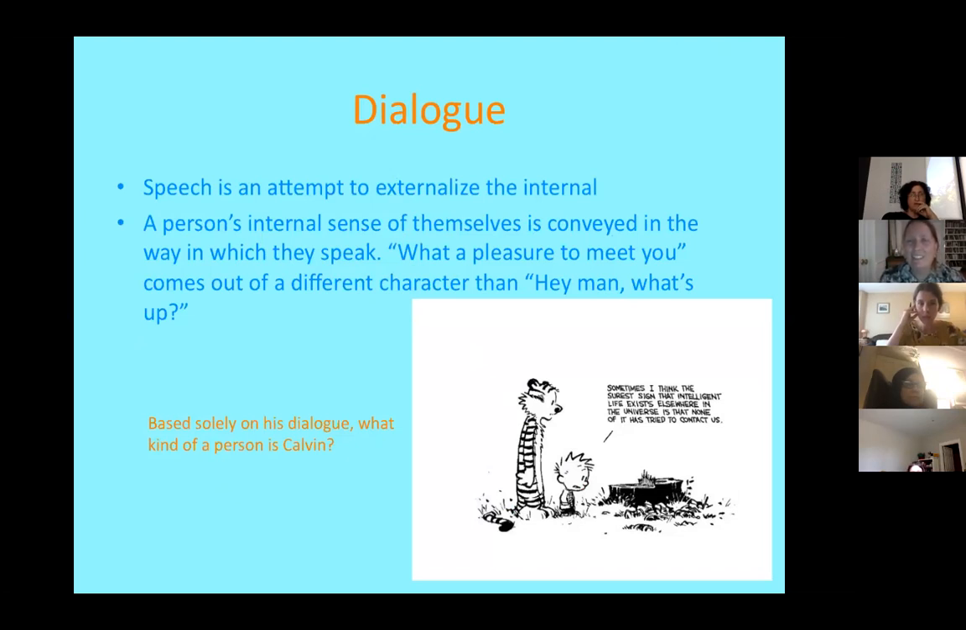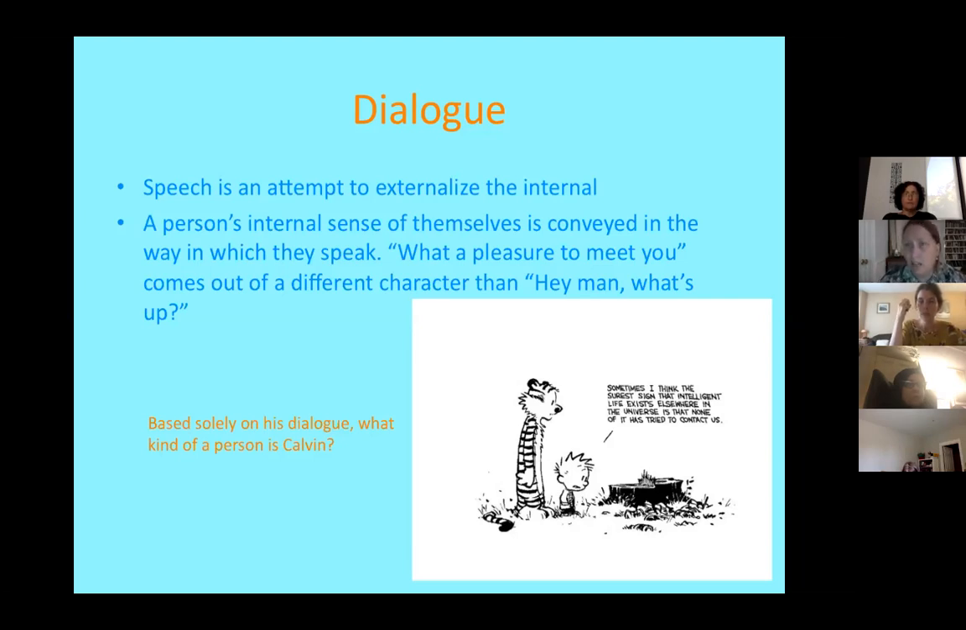Thoughts, or the inner conversations they're having with themselves. Like, "Don't do that," or "What made you think that was a good idea?" "I'm sorry, I panicked." Exactly. That's right. So a person's internal sense of themselves is conveyed in the way that they speak. And these are just two of the main ideas I hope I gave over in the section on dialogue, and I'm just revisiting it. So "What a pleasure to meet you" comes out of a different character than "Hey man, what's up?"